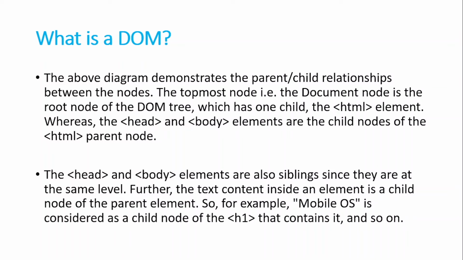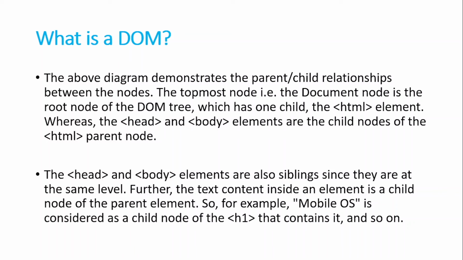The above program demonstrates the parent-children relationships between the nodes. The topmost node, the document node, is the root node of the DOM tree, which has one child, the HTML element, whereas the head and body elements are the child nodes of the HTML parent node. So just like in a normal HTML page, we have children associated to different parents. Similarly, in the DOM tree as well, we have a parent node and it has children nodes. So by that we can access the children and we can manipulate that.